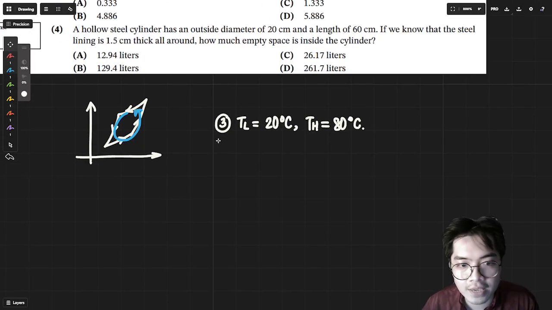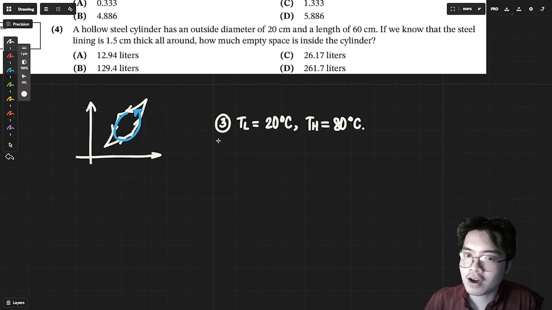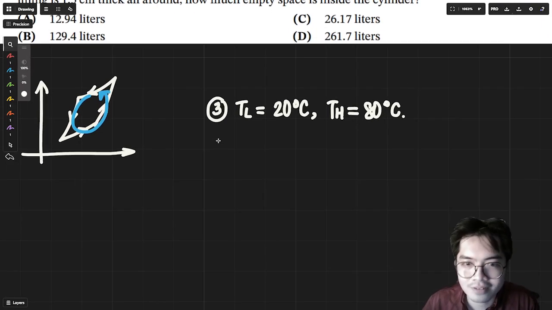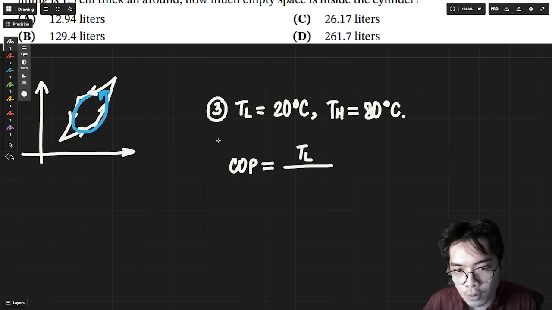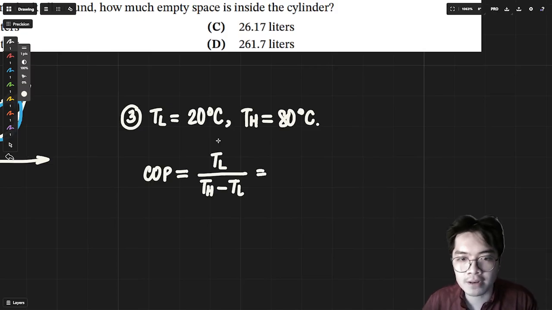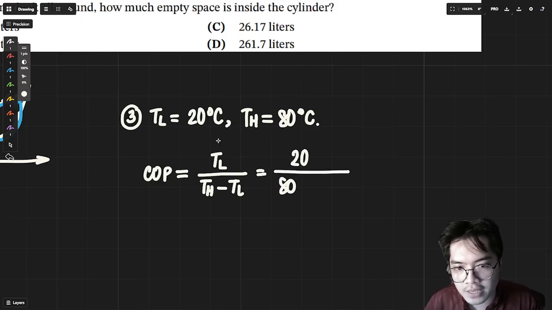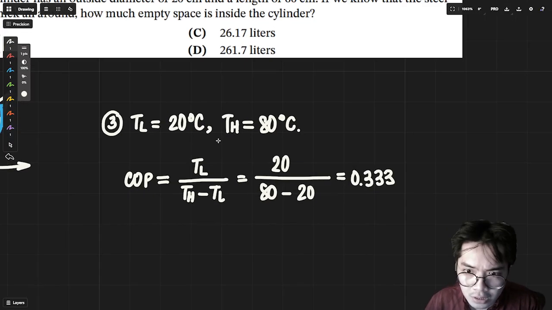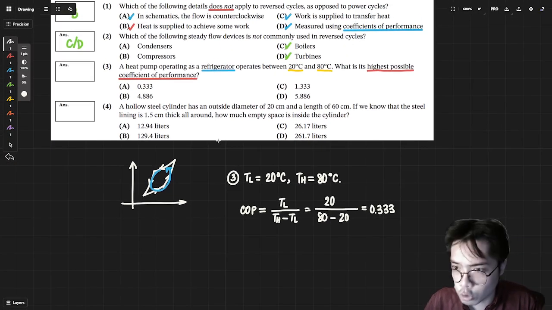And if you have forgotten the COP formula, well, poor you. But the COP formula for the reversed Carnot cycle is TL over TH minus TL. You could have written this down as 20 over 80 minus 20. Your answer here would have been 0.333, which is not very good. Not only is it not very good, it's wrong.